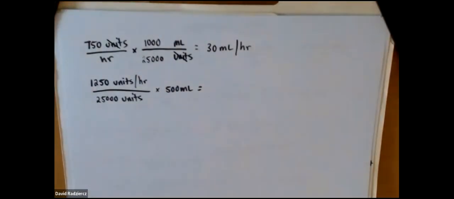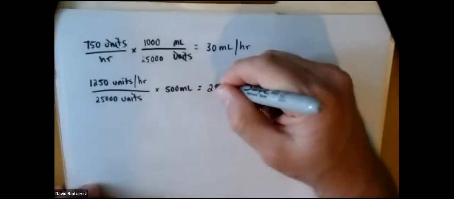So I'm going to take the 1,250 times the 500 divided by the 25,000, and I'm going to get 25 milliliters per hour.